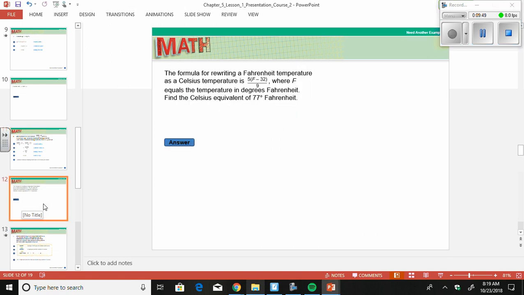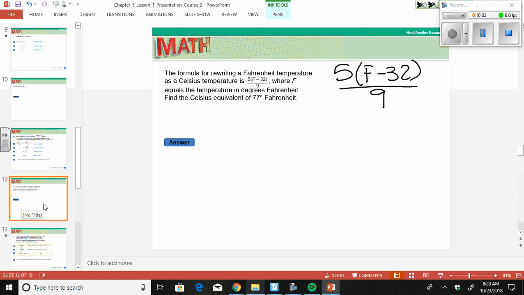So the formula for rewriting a Fahrenheit temperature as a Celsius temperature is C equals 5 times (F minus 32) over 9, where F equals the temperature in degrees Fahrenheit. Find the Celsius equivalent of 77 degrees Fahrenheit.